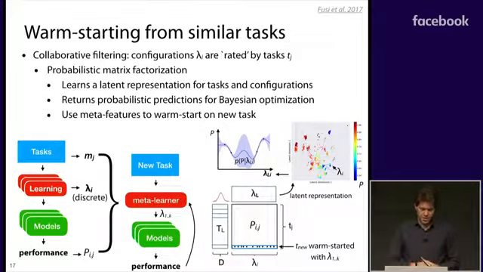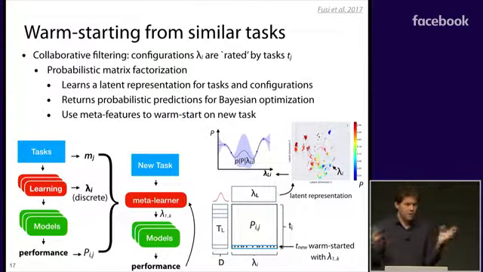Another nice approach by Nicola Fusi here at Microsoft is using collaborative filtering. So here you consider that the configurations are rated by the tasks, just as users rate movies. Here, the task rates the configuration. Right? If the configuration is good for the task, it will get a high rating. Kind of the similarity here.